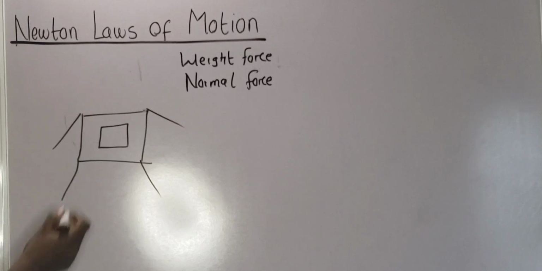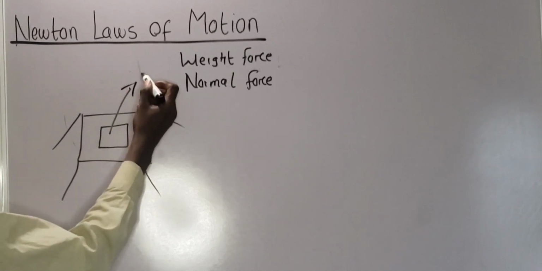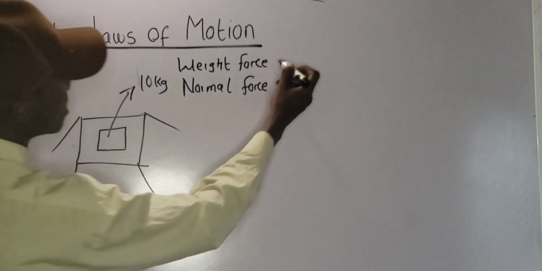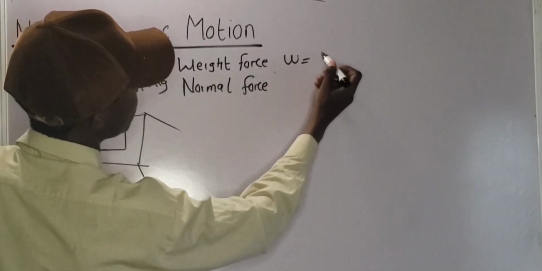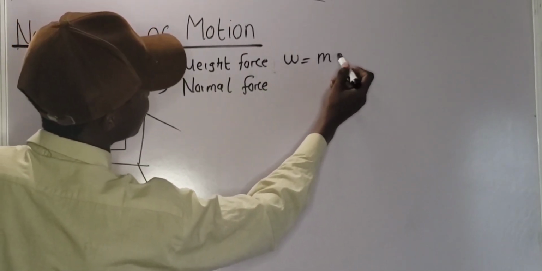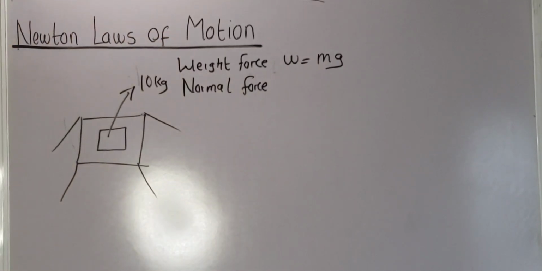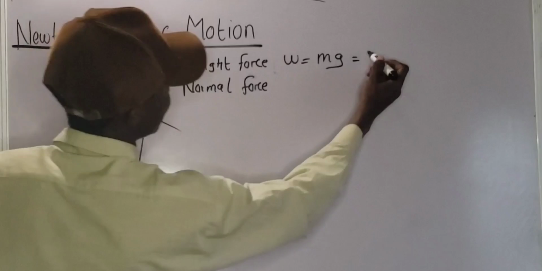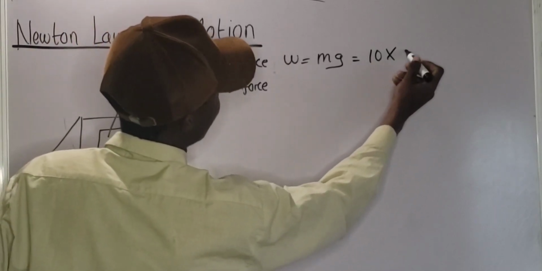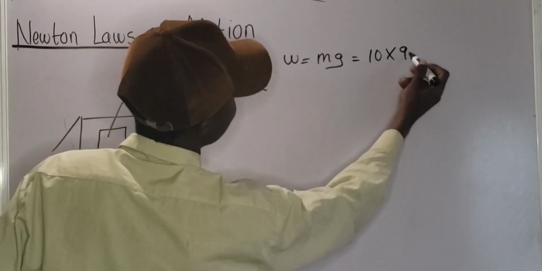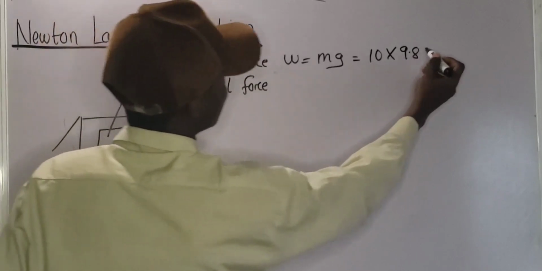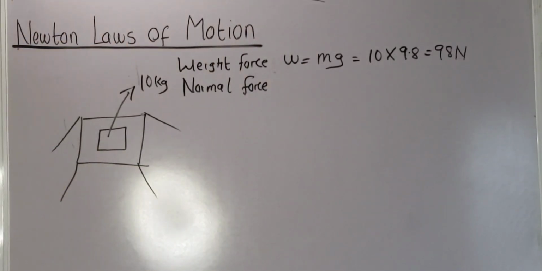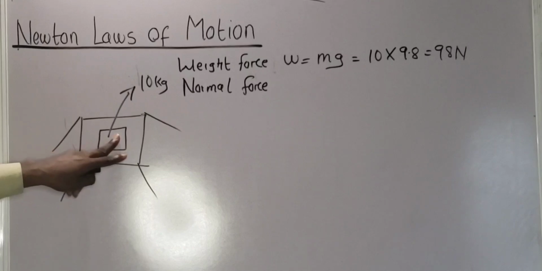So now let's say the box has a mass of 10 kg, and we want to calculate the weight force. The weight force is given by this formula. Weight force is equal to mass times acceleration due to gravity. So for this I'm going to have mass, 10, multiplied by 9.8. Let me use 9.8. That is 98 Newton. So the weight force of this box is what?